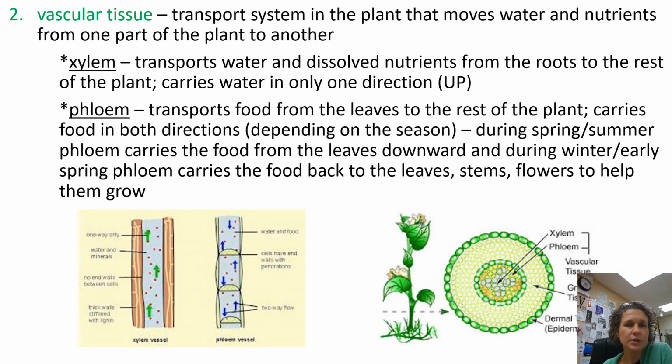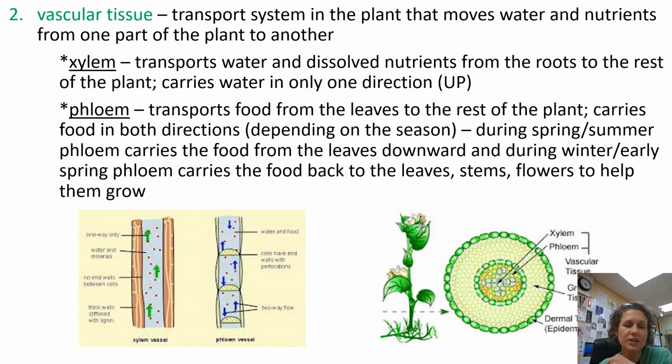This is a transport system. It gets water and nutrients from one part of the plant to another. There are two types of vascular tissue: xylem, which is carrying water, and anything that's dissolved in the water, any dissolved nutrients. It carries that from the roots to the rest of the plant, and it carries it only one direction. It goes up. So it goes from the roots up to whatever is above it in the plant structure itself.